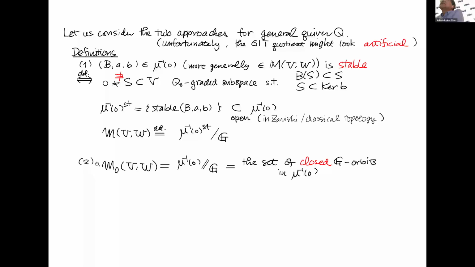And then for the third approach, as I said, this is the categorical quotient, which is the set of closed orbits in the universe. This is a remark which I just explained: if the quiver is trivial, then this stability condition is the same as the injectivity.